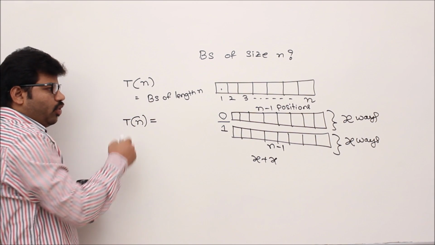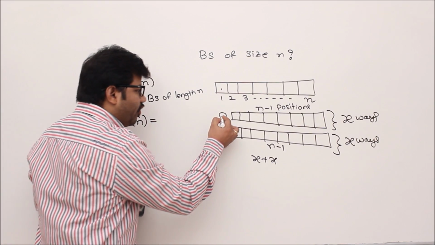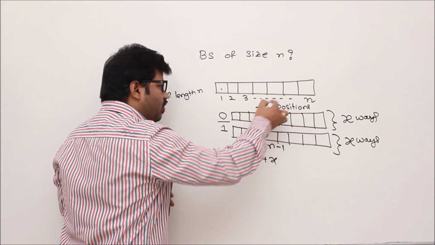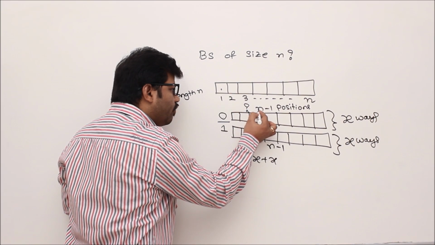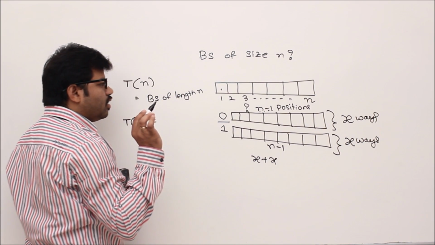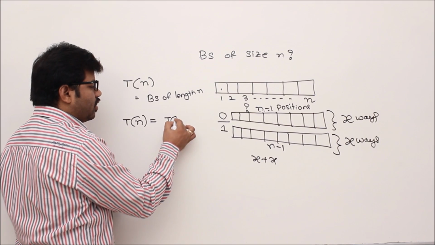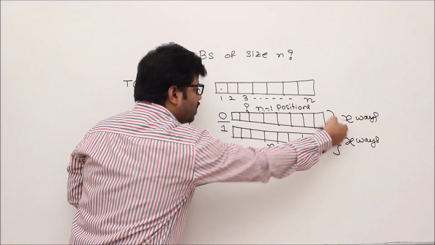which we have to compute, equals fill 0 and fill the remaining n minus 1 positions. Then how many different ways can you fill these n minus 1 positions? T of n minus 1. That is nothing but x.